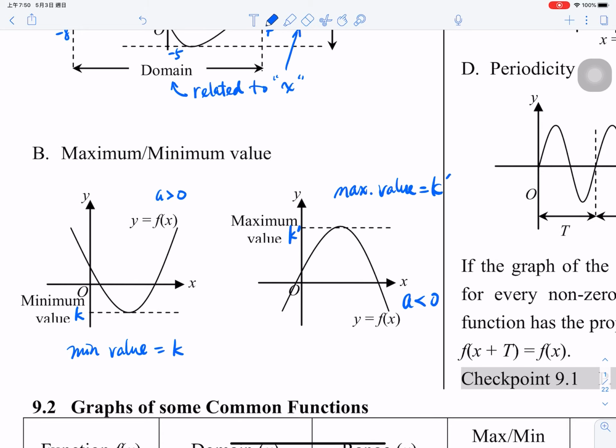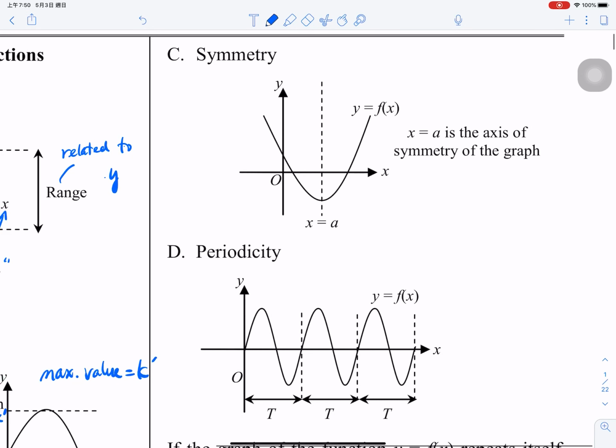Okay. How about the third kind, symmetry? Some of the graphs will have axis of symmetry. For example, this one again quadratic equation, and you see that this one x equals a is the axis of symmetry of the graph. Okay, so remember x equals a, this straight line is the axis. Okay, don't just write a, you need to write x equals a like this.